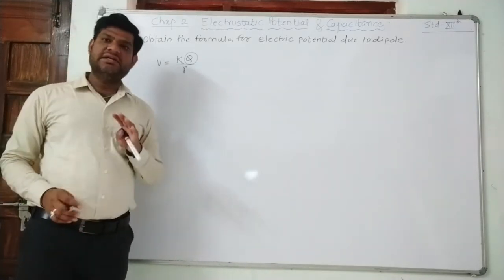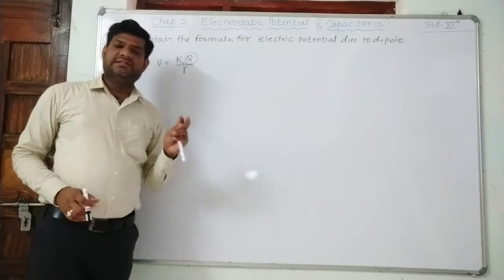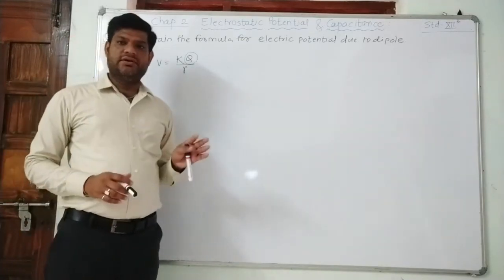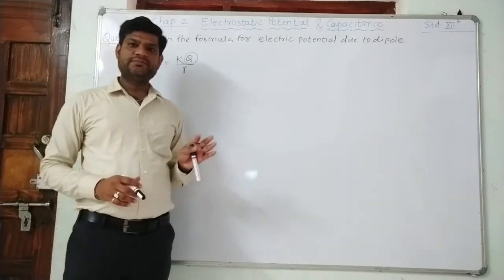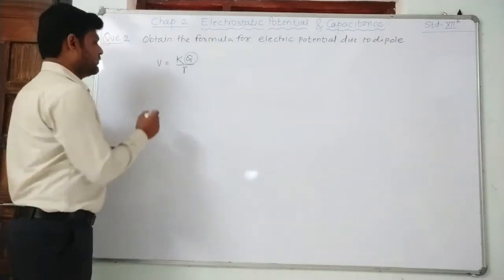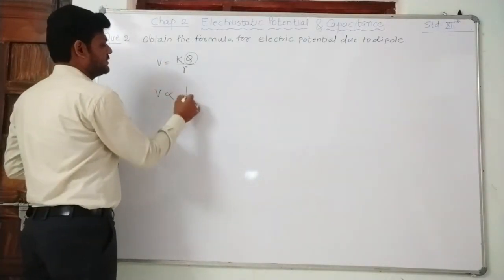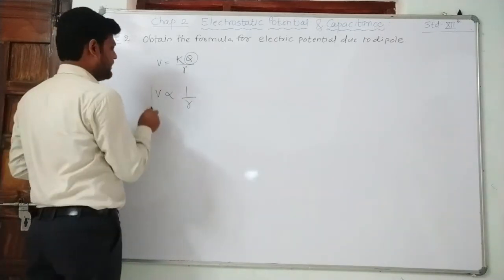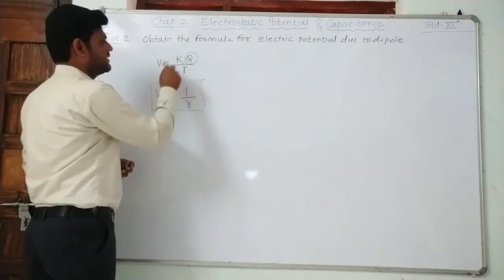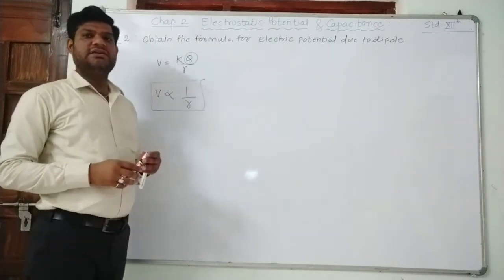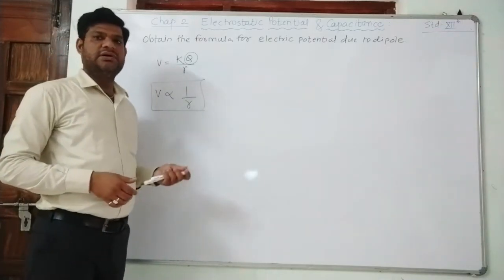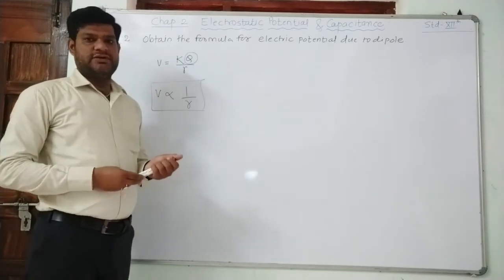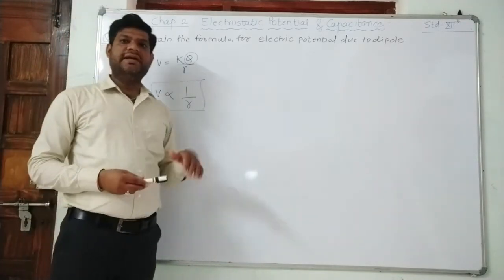Potential is a scalar quantity. The SI unit of potential is volt, V-O-L-T, volt. Right? So here the potential is inversely proportional to the R. So these are the important points regarding the electrostatic potential due to the point charge. So keep in mind. Today we are going to see the next question.